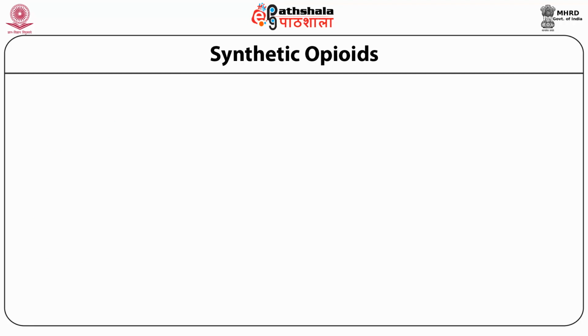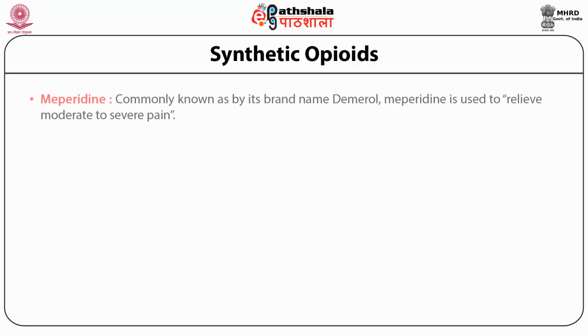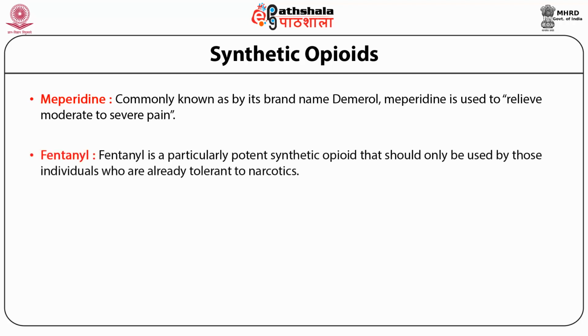There are some synthetic opioids which have been synthesized purely by chemical reactions, and one of them is meperidine. Meperidine is commonly known by its brand name, which is Demerol. Meperidine is used to relieve moderate to severe pain. Then one of the most used synthetic opioids is fentanyl. Fentanyl is a particularly potent synthetic opioid that should only be used by those individuals who are already tolerant to narcotics.